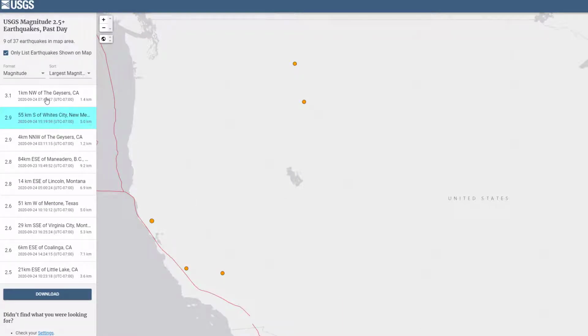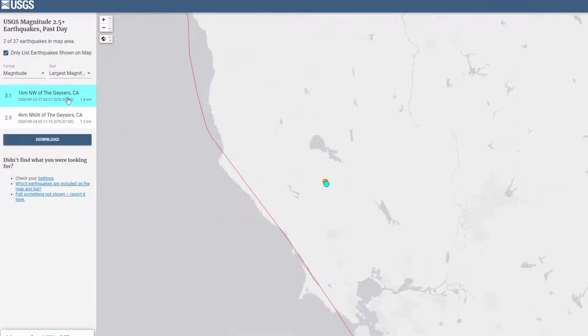So the largest quake that we had looks to be in northwest, basically Geysers, California. I just zoomed in here to take a look at it. That's north of San Francisco, west of Sacramento, in Northern California, and it's a 3.1. So I'm just going to write that down on my tablet next to me here. So we have a 3.1 out of the Geysers.